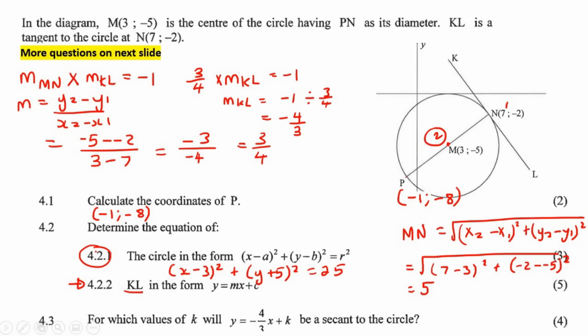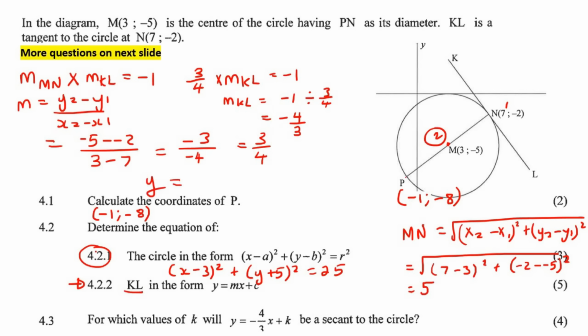Remember, when two lines are perpendicular, their gradients are upside down. So if the 4 is at the bottom, now the 4 is at the top. And if this one's positive, then this one's negative. It's always like that. So we now have the gradient of the tangent, which is that one.